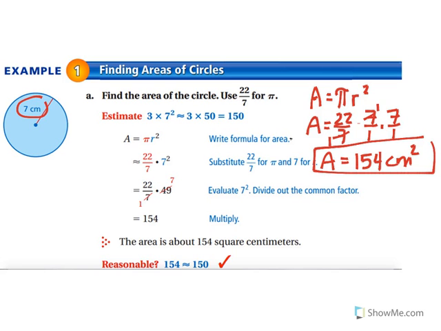You can see the same thing was done over here. Instead of doing 22/7, we did 3. And 7 times 7 equals 49. So instead of doing 49, we did 50. And so we did 3 times 50 is 150. Just to see, is our answer reasonable?